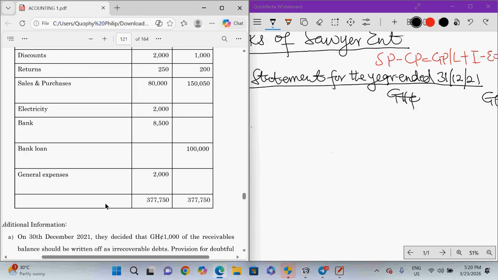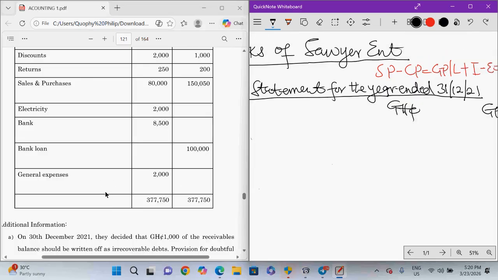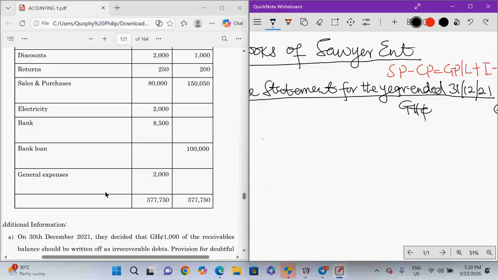So let's quickly do that. The first item is sales, right? Do you have sales in the question? Yes, of course, we should have sales. Now we can see that we have 80,000 and 150,000 and 50. This sometimes confuses students. They see sales, they see purchases, so they think the first one is for the sales and the second one is for the purchases. But no, that is not the case.